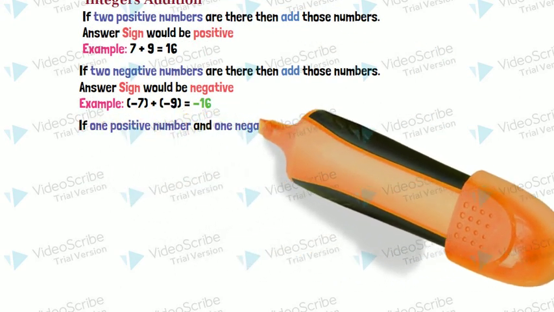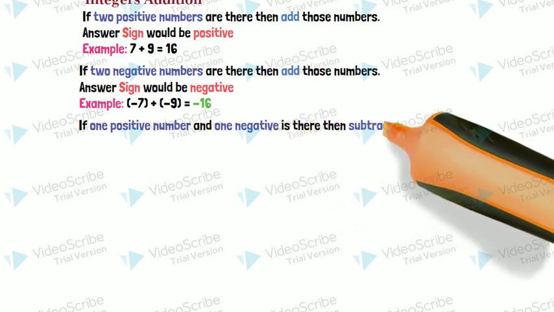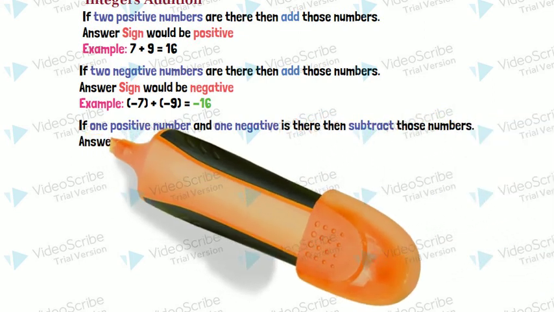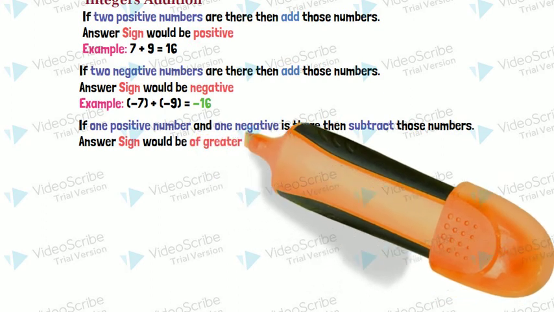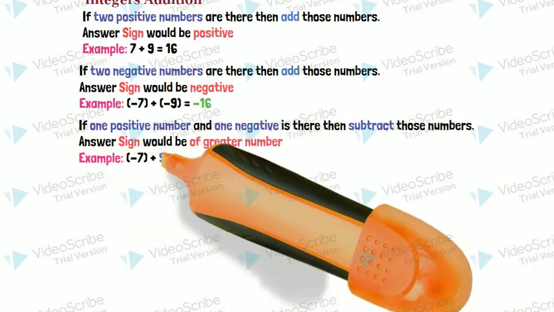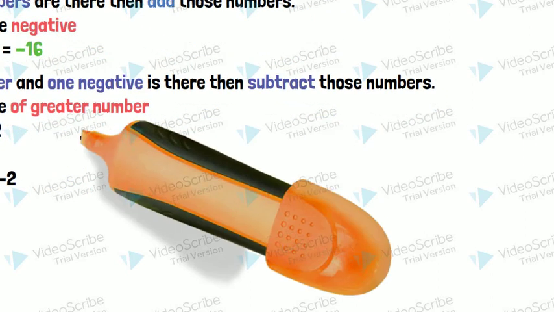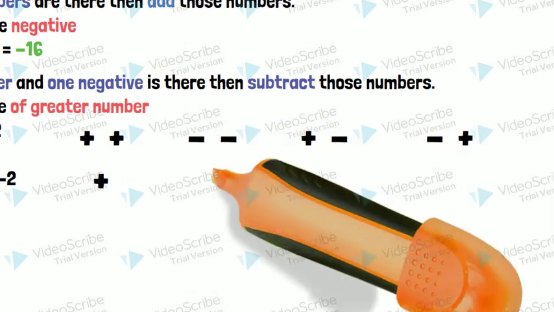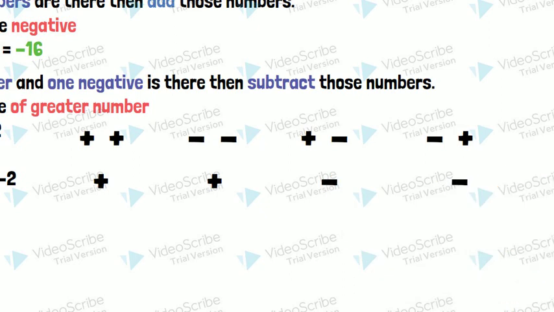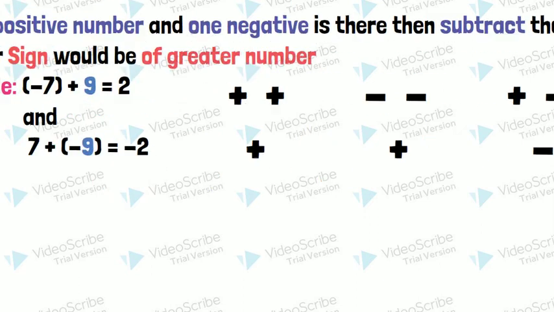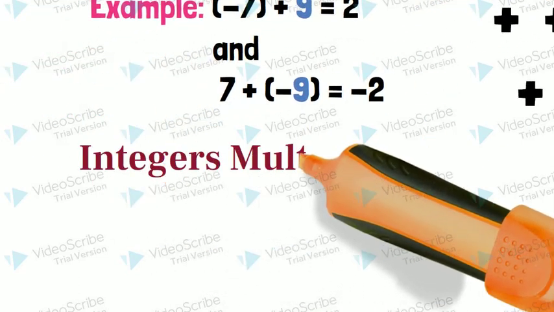If we add one positive number and one negative number, then you need to subtract those numbers and sign would be of the greater number. Let's take an example, -7 and 9. So we'll just subtract the numbers, but 9 is greater, so sign would be positive. And in another example you can see 9 is negative, so sign would be negative. So plus plus would give us result plus, minus minus plus, plus minus and minus plus give us the result minus.